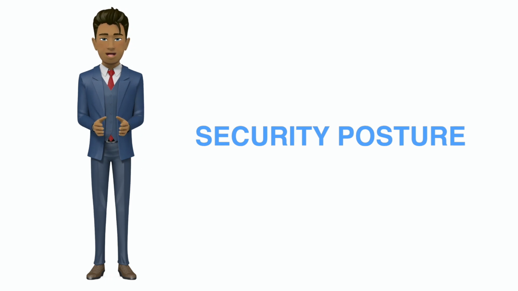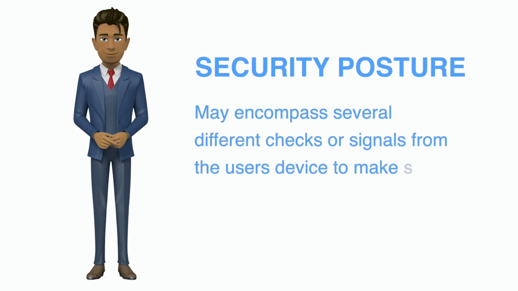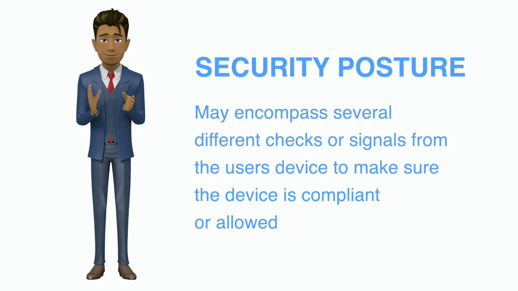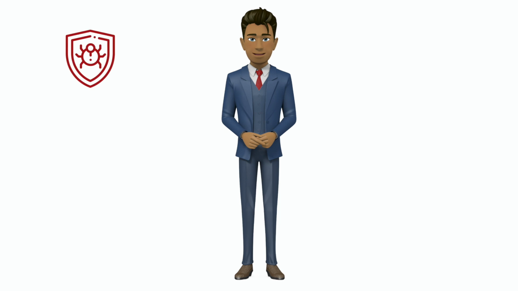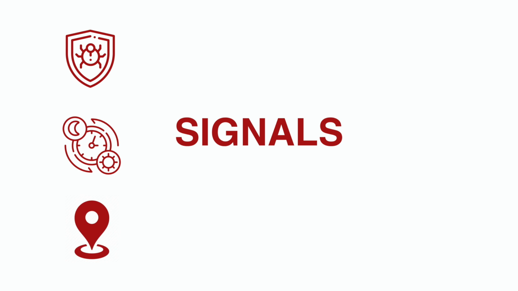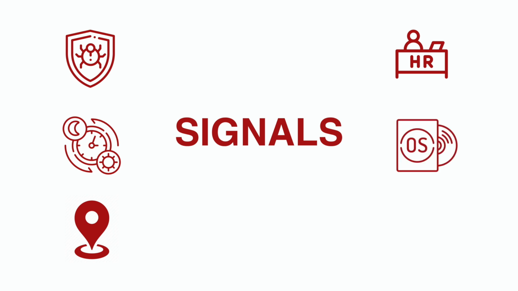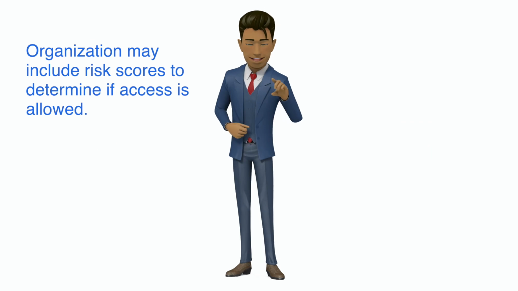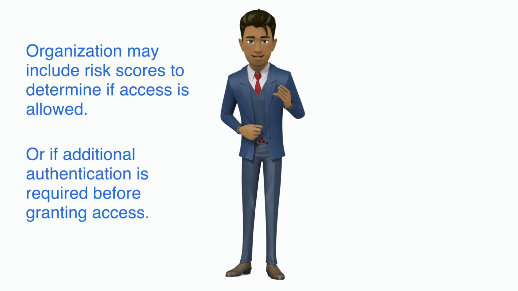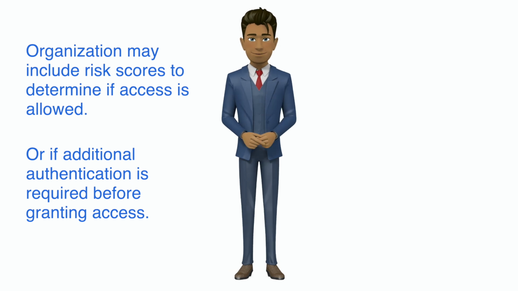The last pillar in verification is security posture. Security posture may encompass several different checks or signals from the user's device to make sure that that device is compliant or allowed. This could be as simple as verifying that antivirus is running, but could also include signals such as time of day, geolocation information. Does the HR system show that the user is out on vacation? Is the requester using an approved operating system version? And more. Organizations may include risk scores to determine if access is allowed or if additional authentication is required before granting access.